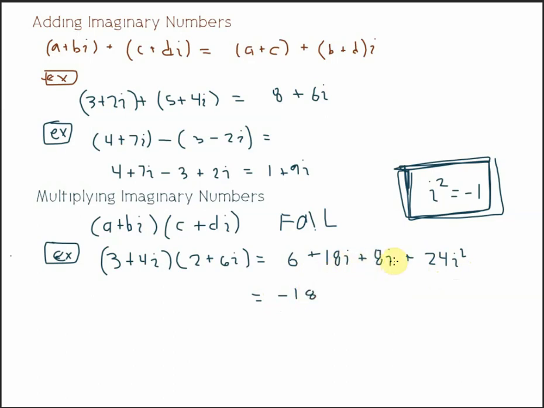18i plus 8 is what, 26? If I do my math wrong, you guys, I'm sure, will tell me after. Sometimes when I'm talking and writing. So we get -18 plus 26i. Okay, great. So we are able to simplify that down to a single term that way.